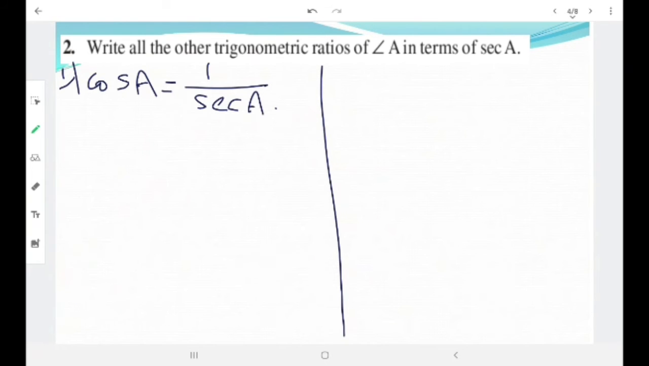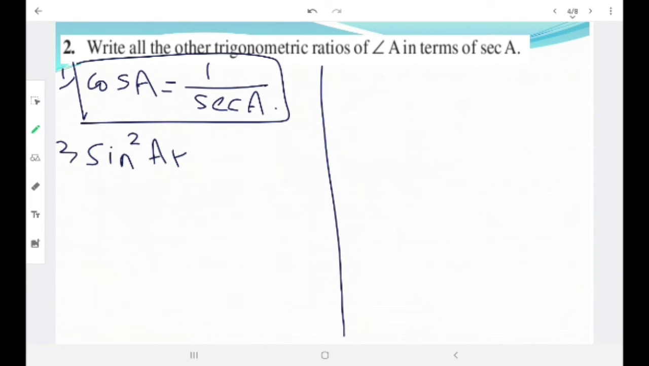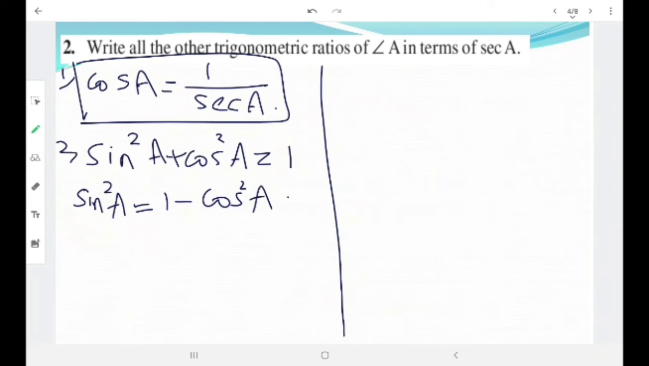We have to write sin A in terms of secant A. We know that sin square A plus cos square A is equal to 1. This is one of our identities. Therefore, sin square A is equal to 1 minus cos square A. That is, sin A is equal to root of 1 minus cos square A.